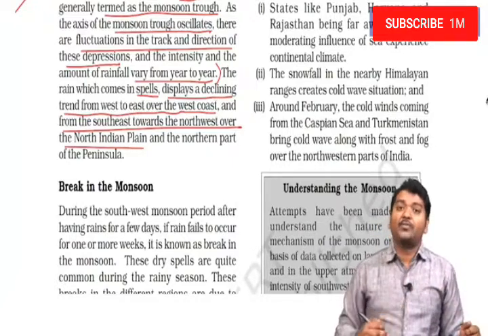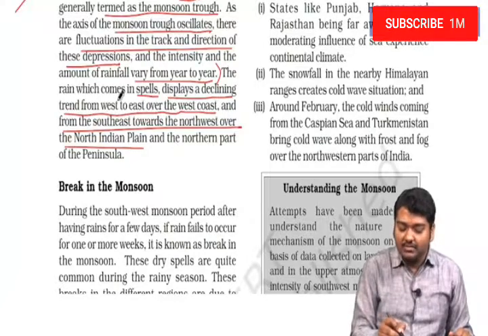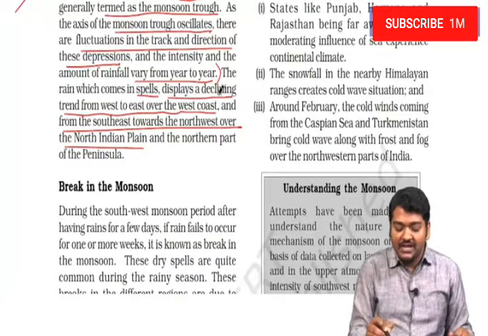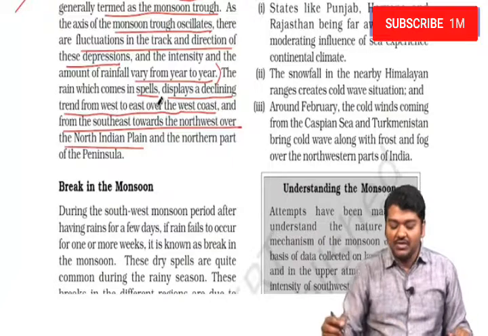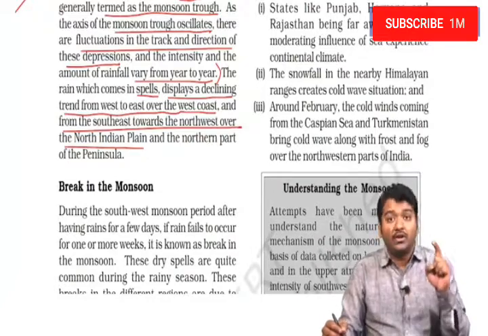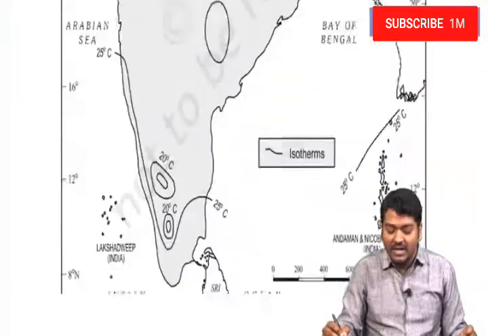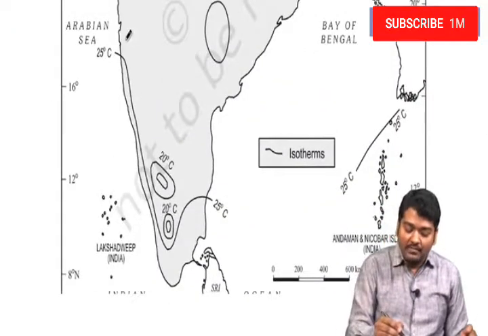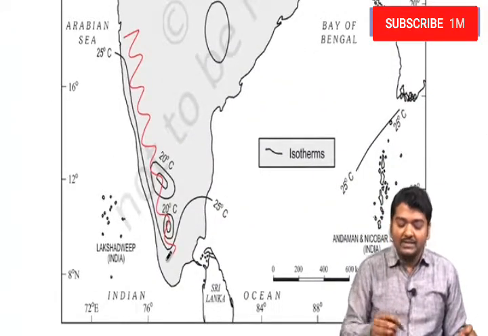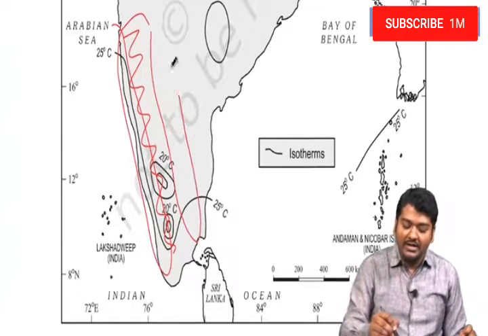The second important point which they say is the rain which comes in spells displays a declining trend from west to east over the west coast and from southeast towards northwest over North Indian plain. So what is the meaning of this? When we talk about the Western Ghats being present, rainfall will be more on the western side, and as you move it decreases.